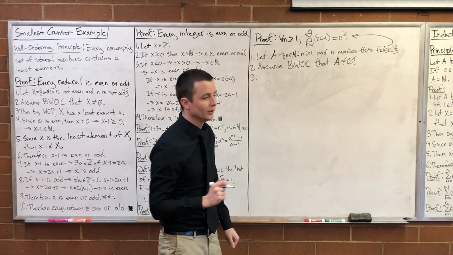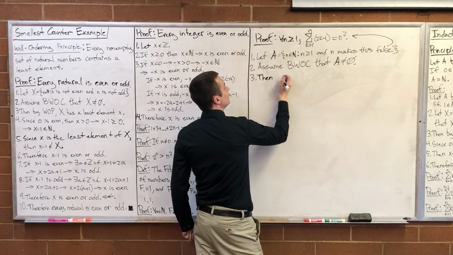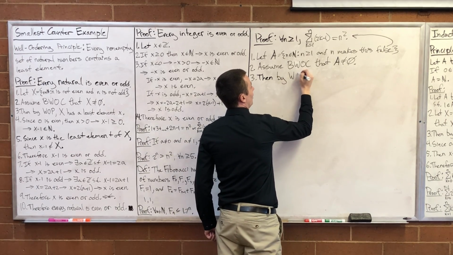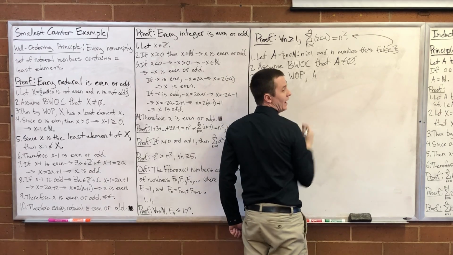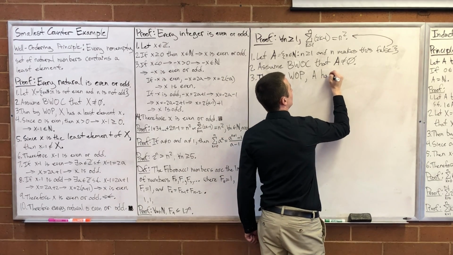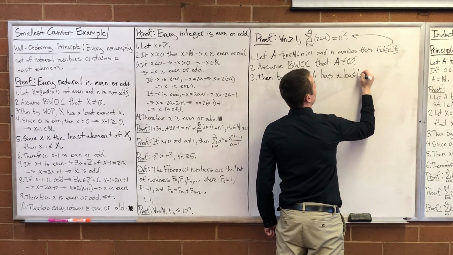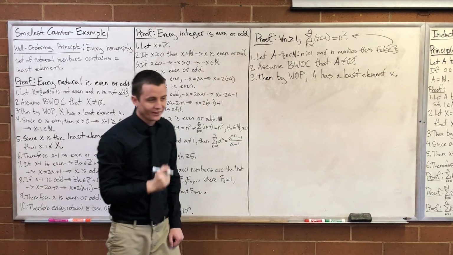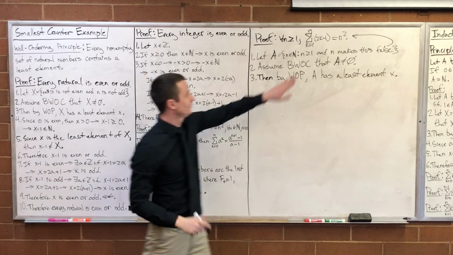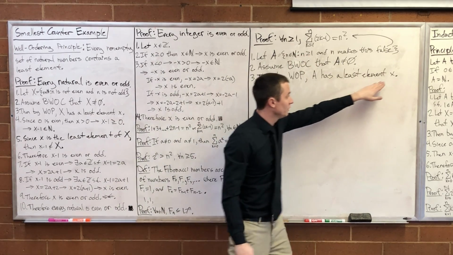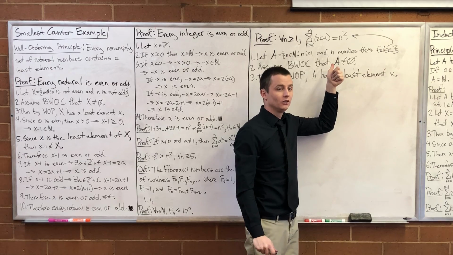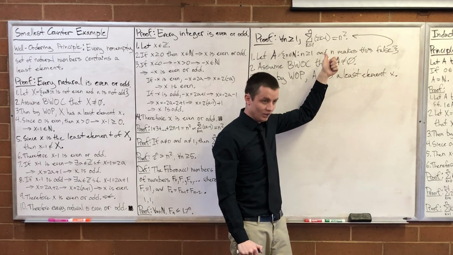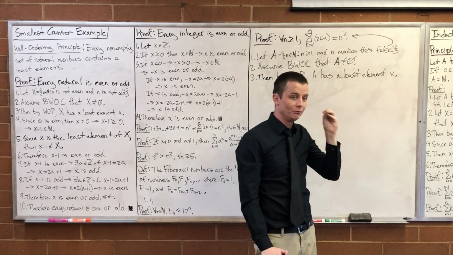So if A is not empty, then what? There exists something in it? Yeah, then not only there exists something, but then by the well-ordering principle, A has a least element, right? Yeah. Least element X. So what is X? It is the smallest natural number that makes the statement false. So every number smaller than X makes the statement true. Every natural number smaller than X makes the statement true. X is the smallest natural number that makes the statement false.